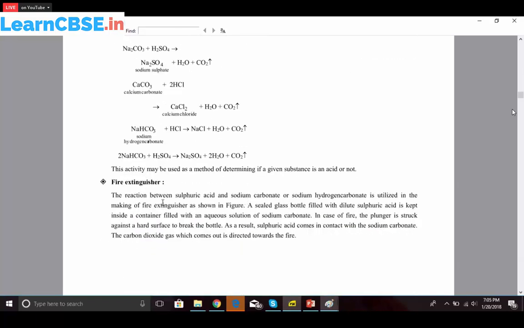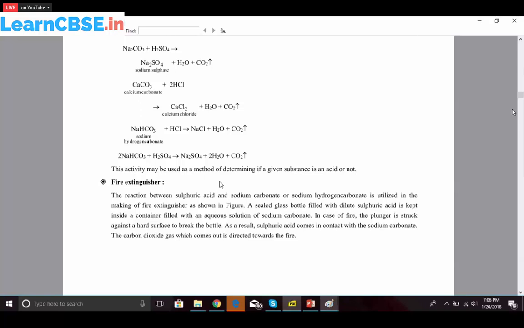Then NaHCO3. This is sodium hydrogen carbonate. Only one hydrogen has been replaced with sodium. When it reacts with the HCl, we'll get NaCl plus water plus CO2. Then NaHCO3 reacts with the H2SO4. We will get Na2SO4 plus water plus carbon dioxide gas.